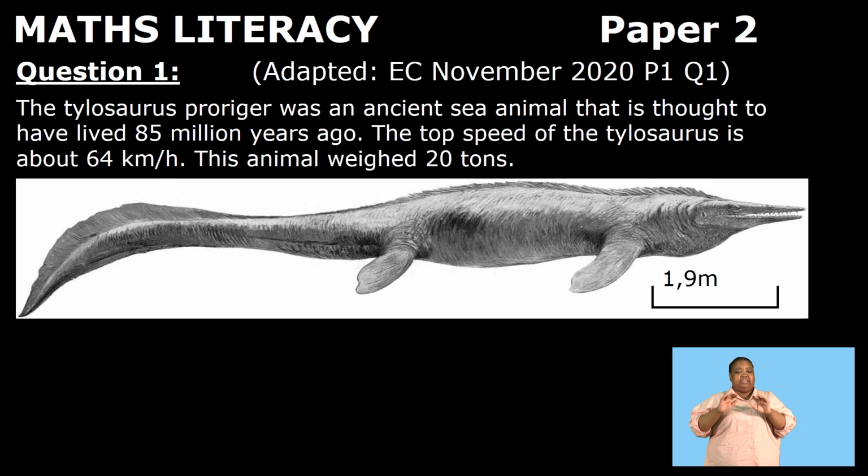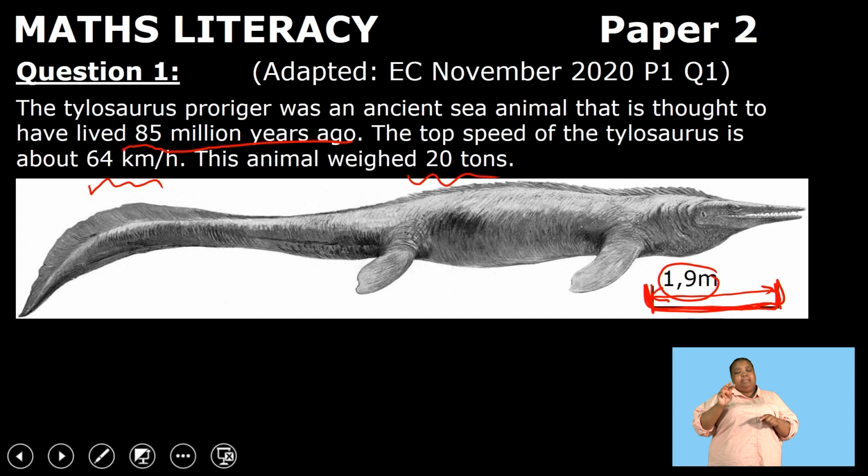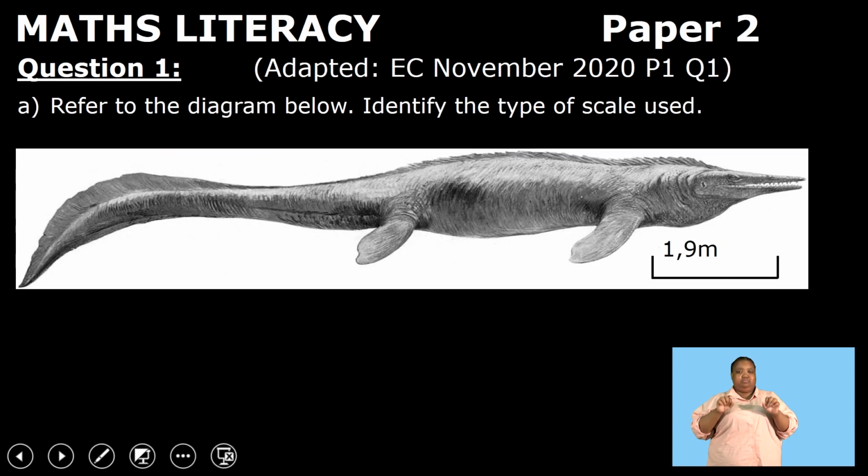Now, this is a sea animal that is thought to have lived 85 million years ago, and his top speed is about 64 kilometers per hour. And this animal weighs 20 tons. Now, that is some of the information given to us. Then we also have a bar scale, which says on the page, the distance between the two lines there is the same as 1,9 meters in reality. Refer to the diagram below and identify the type of scale used.